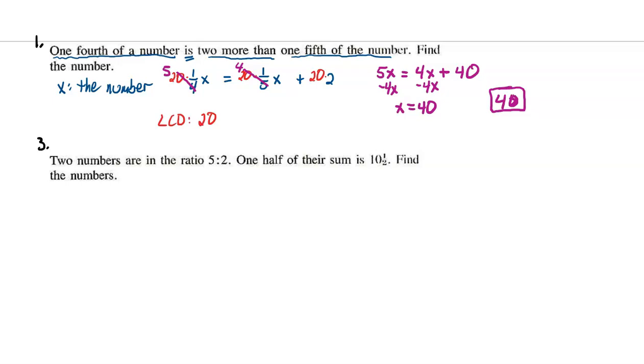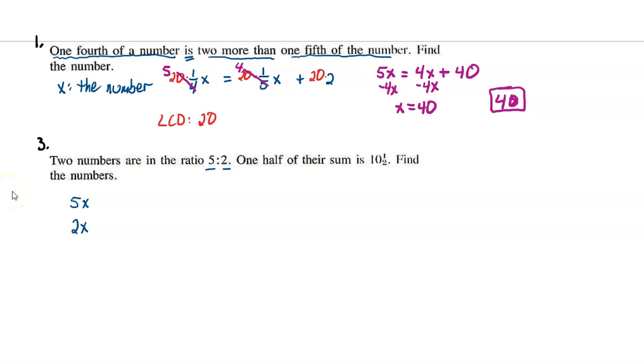Now number 3. 2 numbers are in the ratio 5 to 2. 1/2 of their sum is 10.5. Find the numbers. We don't know what the numbers are, so we definitely need to use a variable. Now we are told that the numbers are in the ratio 5 to 2. So I can represent one of the numbers with 5x, and I can represent the second number with 2x.